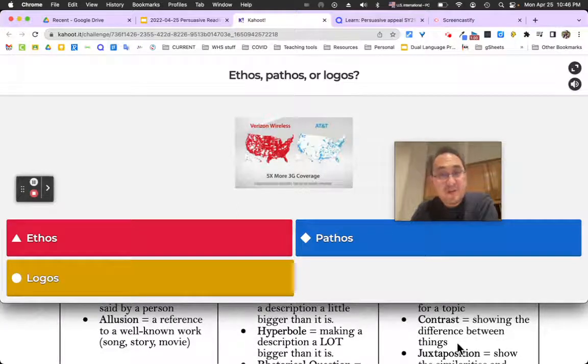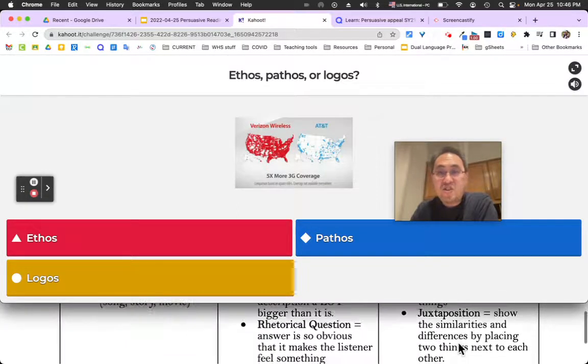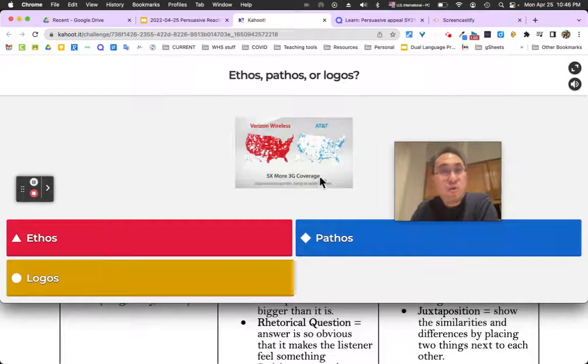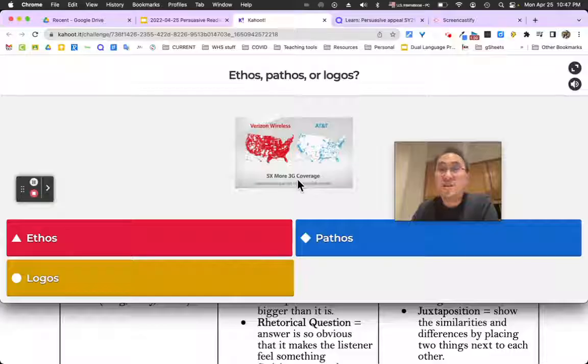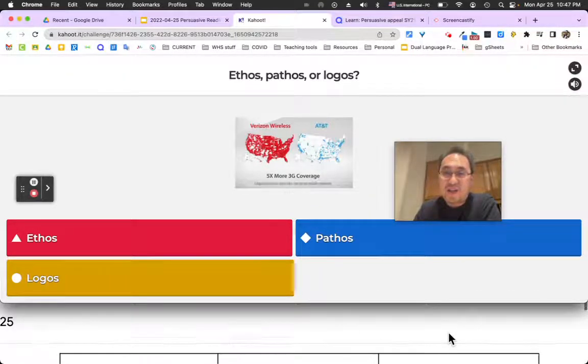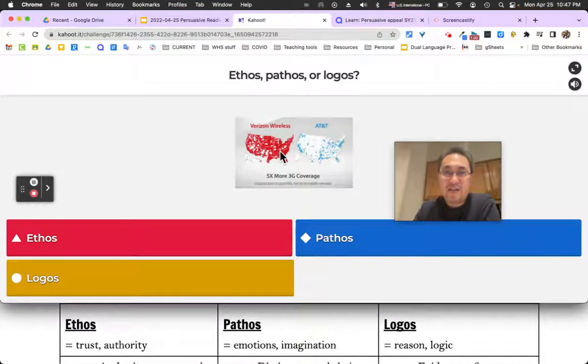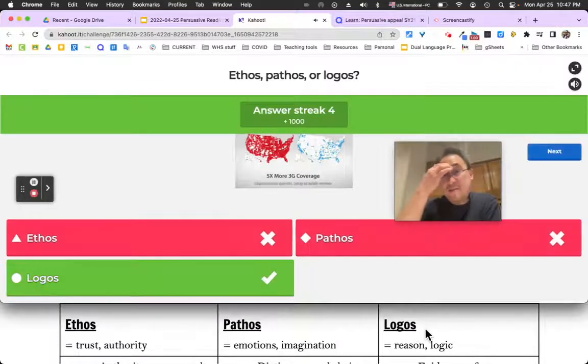It's showing the difference between two things, and even better yet, it's the juxtaposition. It's putting the two maps next to each other, and you're like, oh well, clearly Verizon has better coverage than AT&T, and this is really dated. You can see this ad says 3G. We're already on 5G. But seeing these two maps, you're like, oh well, if I'm going to use my logic, I'm of course going to go with Verizon because AT&T is so spotty. Who wants their cell phone to go out when they're driving through Montana? So we're going to go logos on this one.